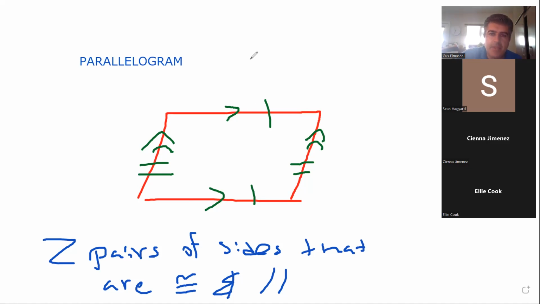The other thing too is that the opposite angles are congruent. So this is the same as this, and this is the same as this. That's also true. Okay, opposite angles are congruent. Okay. So that's a little teaching there. We'll get a chance to copy.